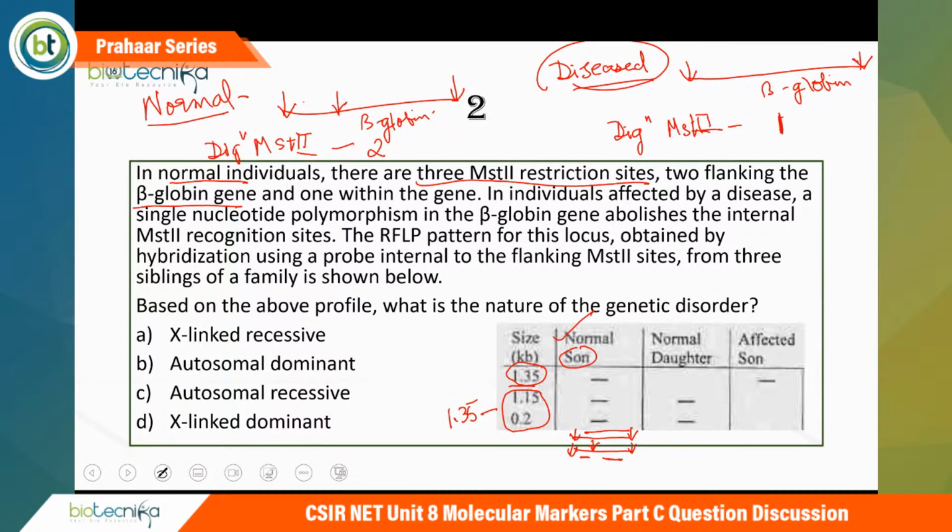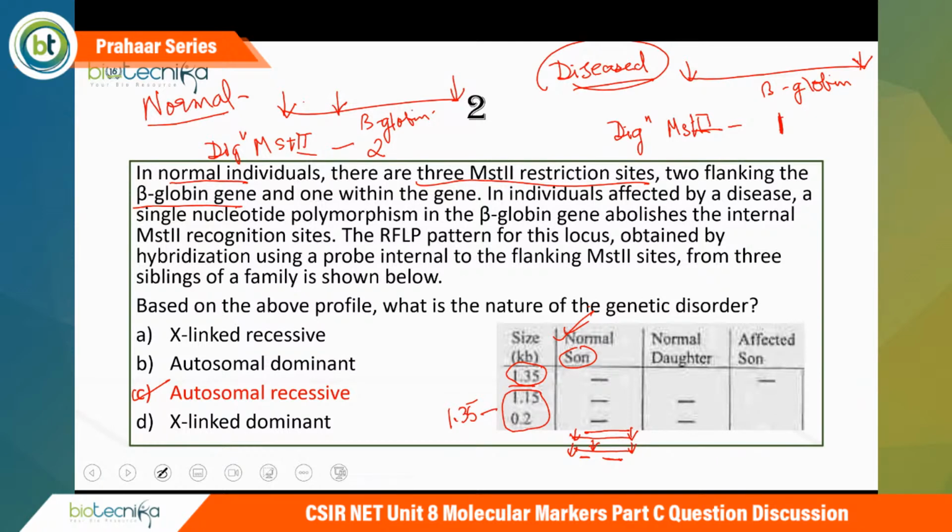Okay, what does it mean? That it is the recessive allele. That's why when a normal copy is present, the diseased allele is not showing its effect. So just by analyzing this normal son only, you will get your answer that the genetic disorder is autosomal recessive. You can further confirm by analyzing the other two columns.